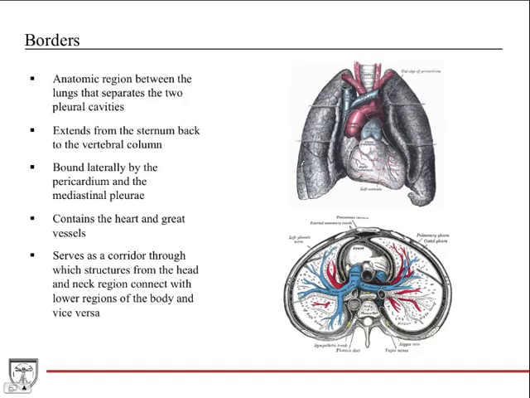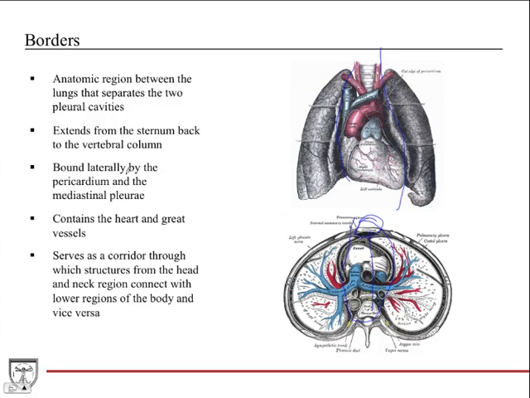So first, let's give you an overview of what the mediastinum is. The mediastinum is this central region in the thorax, like I said. Here's an anterior view. Here's the axial view. It's this region in here, between the lungs, and it separates the 2 pleural cavities. So you can see how I've drawn that in here. It extends from the sternum, which is right here, back to the vertebral column. So it spans this whole anterior-posterior diameter of the thorax in this region.